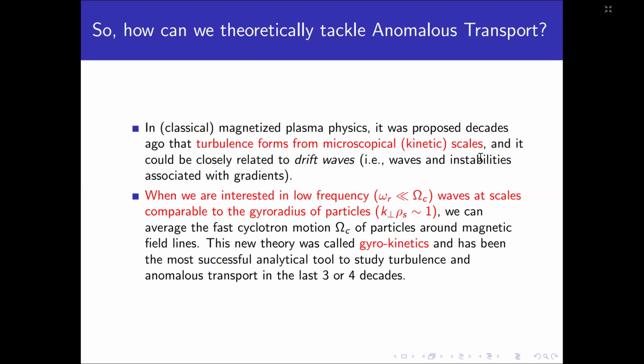When we are interested in low frequency waves at scales comparable to the gyro radius of particles, in other words, microscopical scales, we can average the fast cyclotron motion of particles around the magnetic field lines. This new theory was called gyrokinetics, and it has been the most successful analytical tool to study turbulence and anomalous transport in the last 3 or 4 decades, mainly for the communities in fusion plasmas and magnetic confinement plasmas.